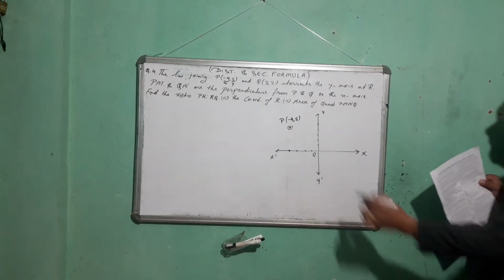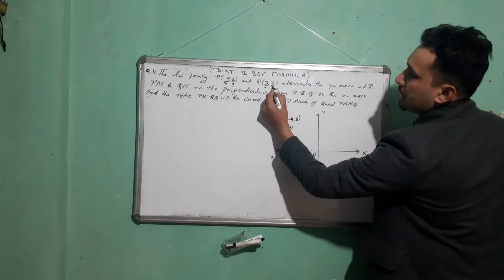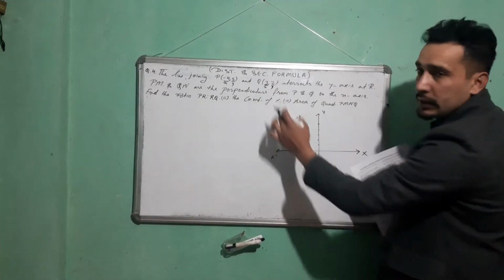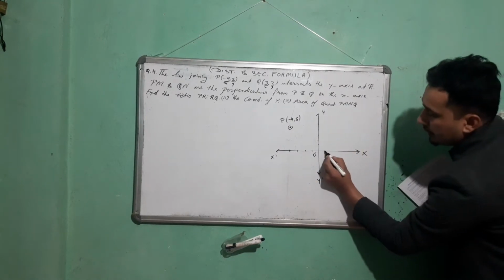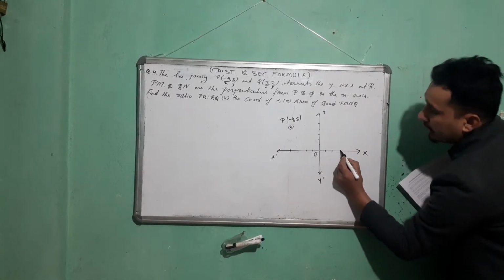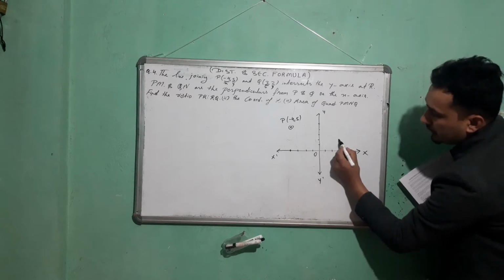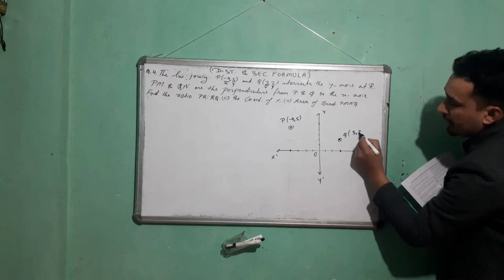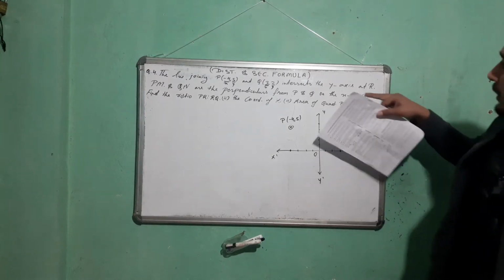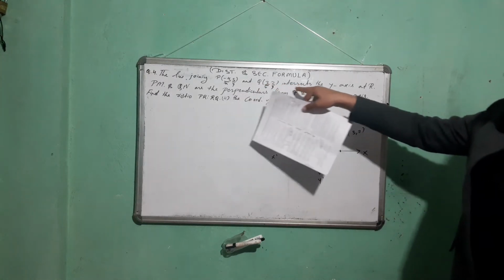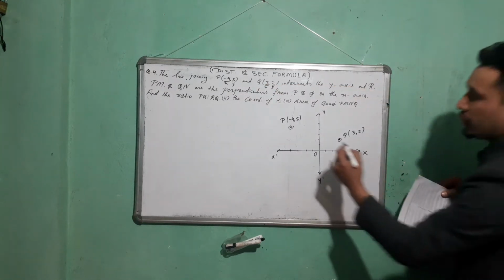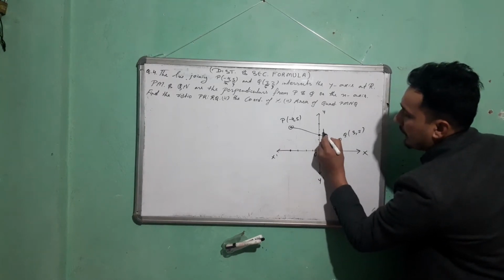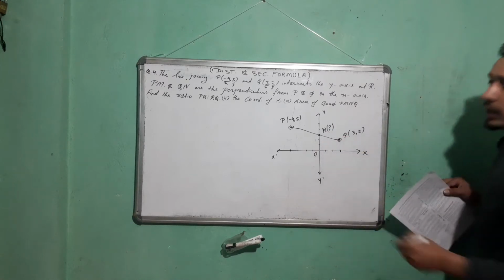Next, Q is (3, 2). This is x and this is y. The first value is the value of x. It comes in alphabetical order, x comes first. So x is 3, 1, 2, 3, and y is 2, 1, 2. So it is here. This is Q(3, 2). The line joining these two points intersects the y-axis at R. So the coordinates of R are unknown.